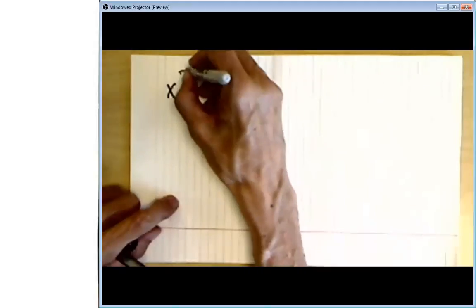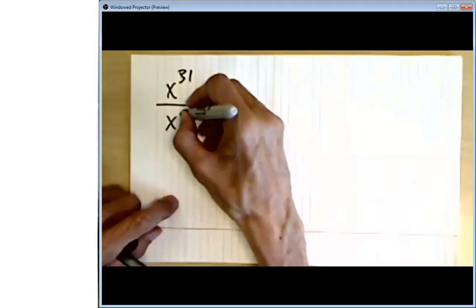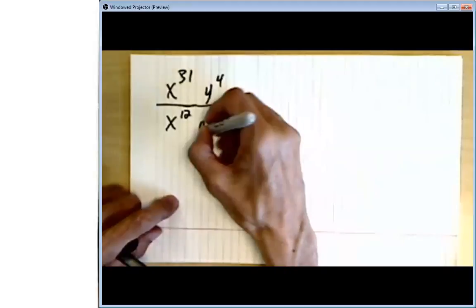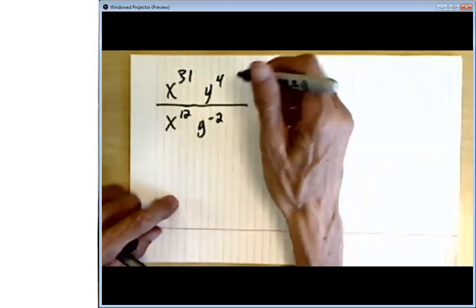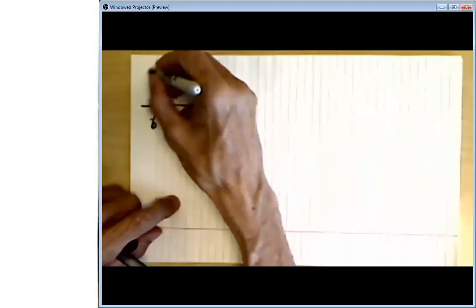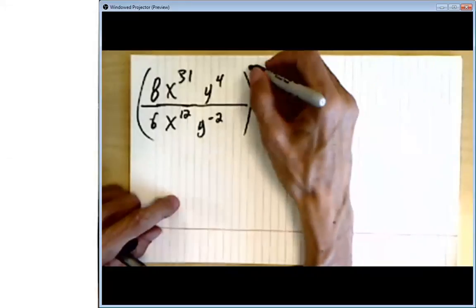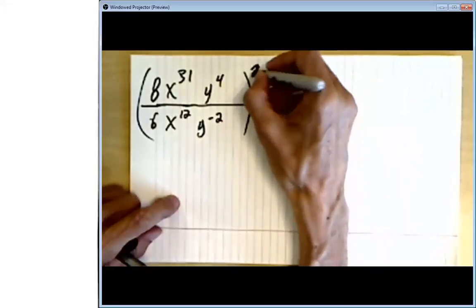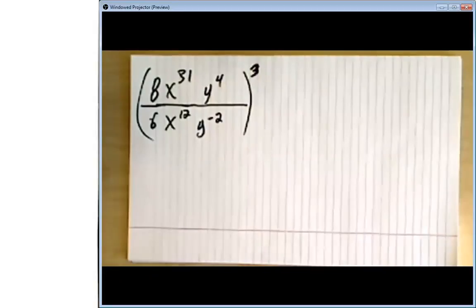Okay, so what can happen? They just get crazier. See, look at this. This is something like on the quiz. X to the 31 over x to the 12, y to the 4, y to the minus 2. I'll put an 8 and a 6, and then I'll put to the 3 just for fun there. Fun for me and hopefully you too.